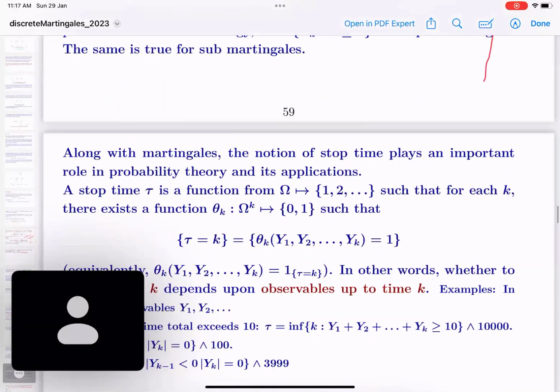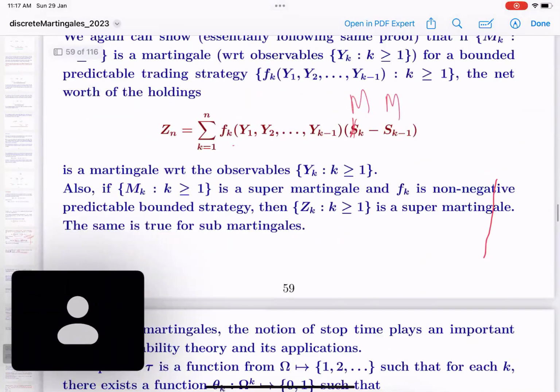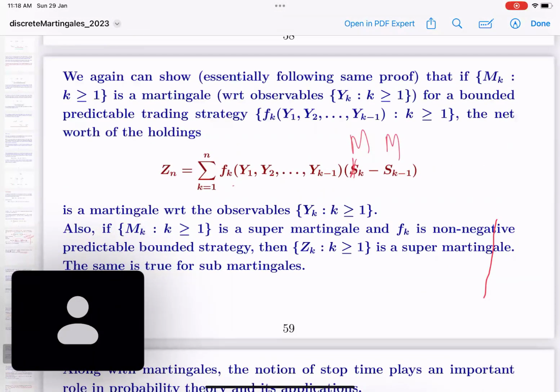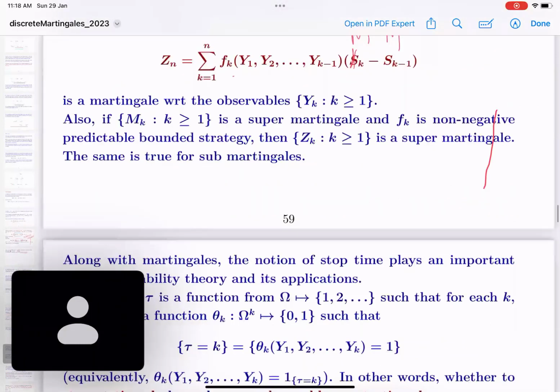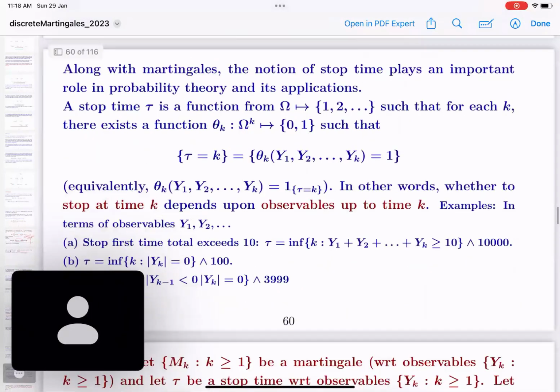Okay, so this is our final definition of a martingale and martingale transform. And now I come to another interesting notion. Along with martingales, the notion of a stop time, or some authors also call it stopping times. I myself, in writing papers, sometimes have called it stop time and sometimes stopping time. It plays an important role in probability theory and its applications.